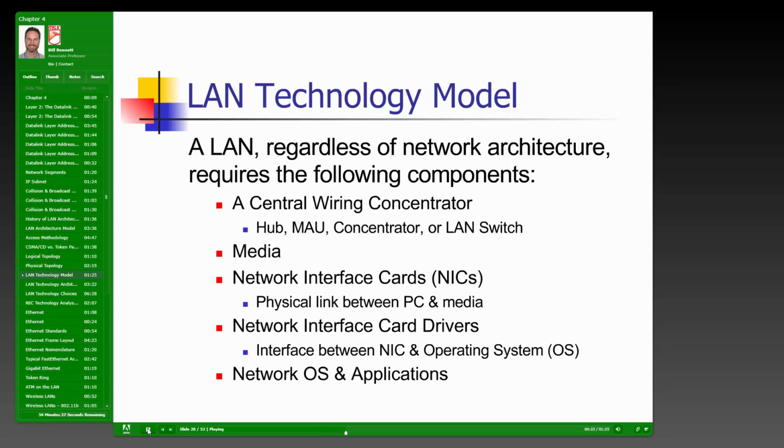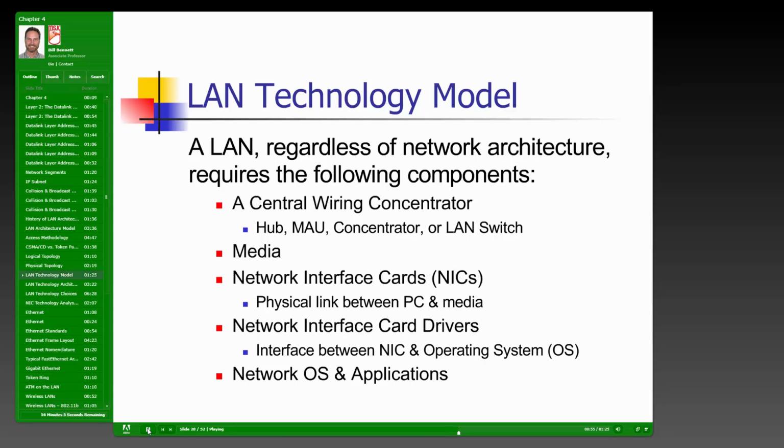Then we've got the media, which is what we connect between the devices. And then we have the network interface cards, also known as NICs. Get used to referring to your network interfaces as a NIC. And that's the physical link between the PC and the media.